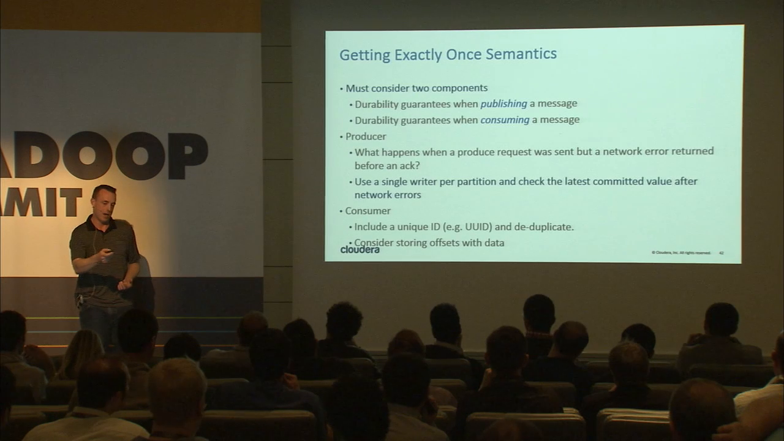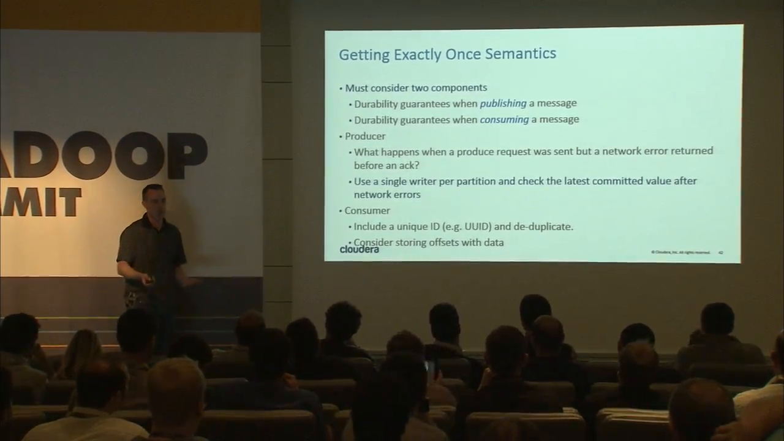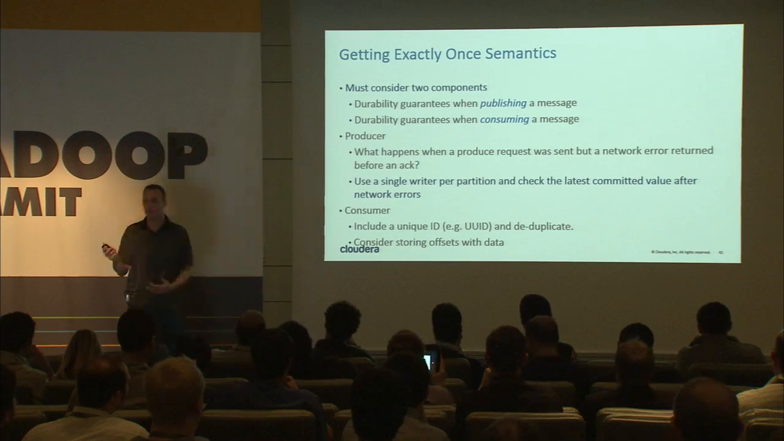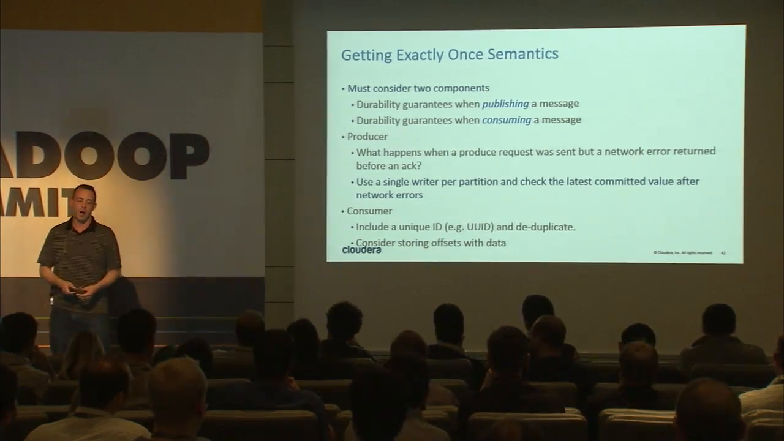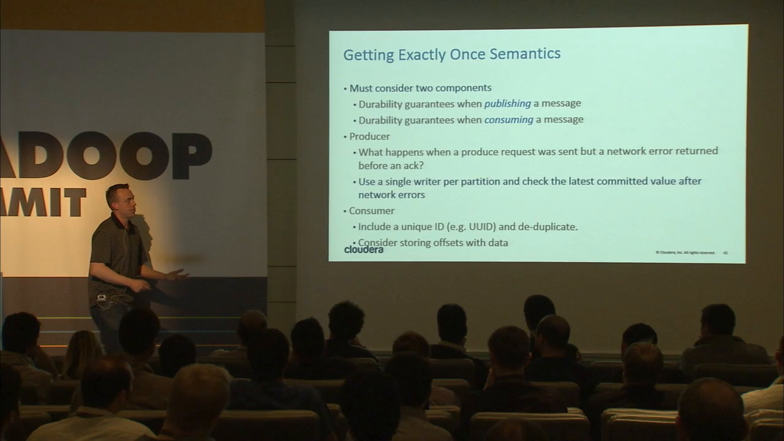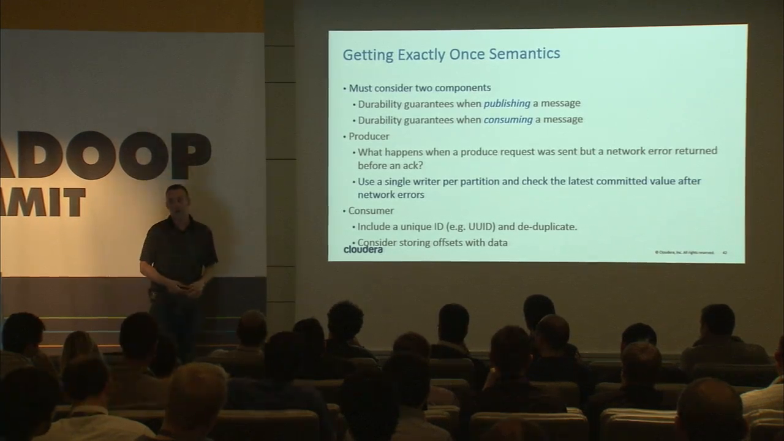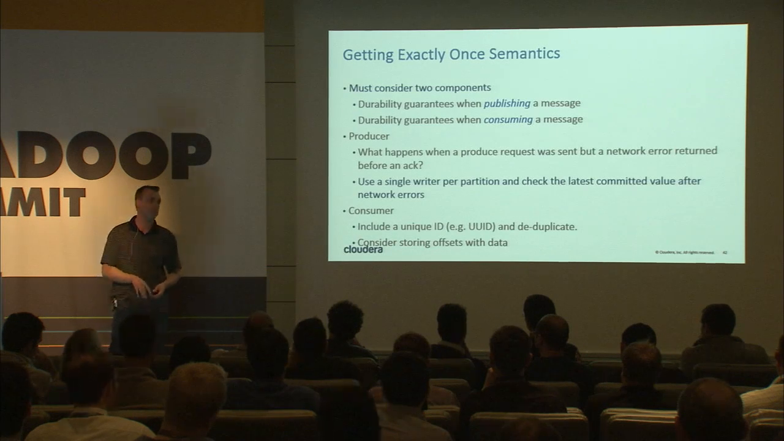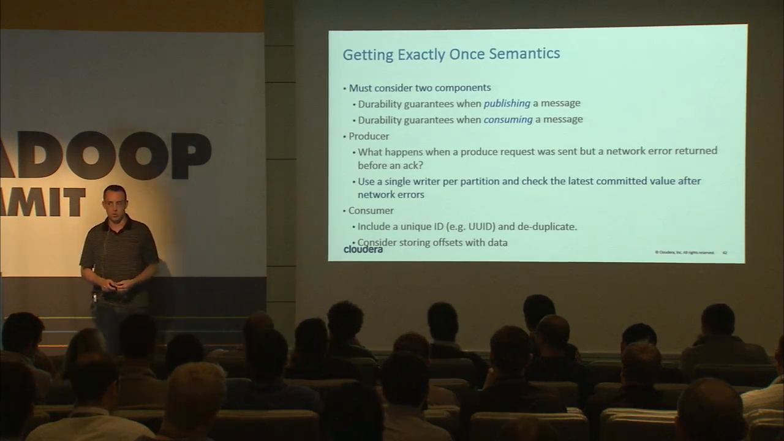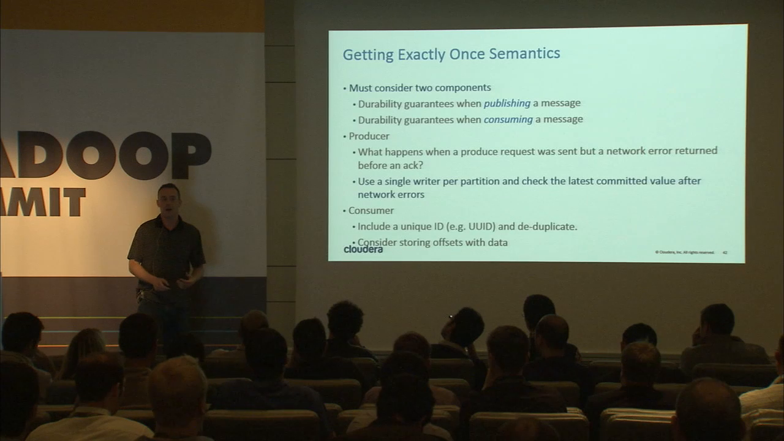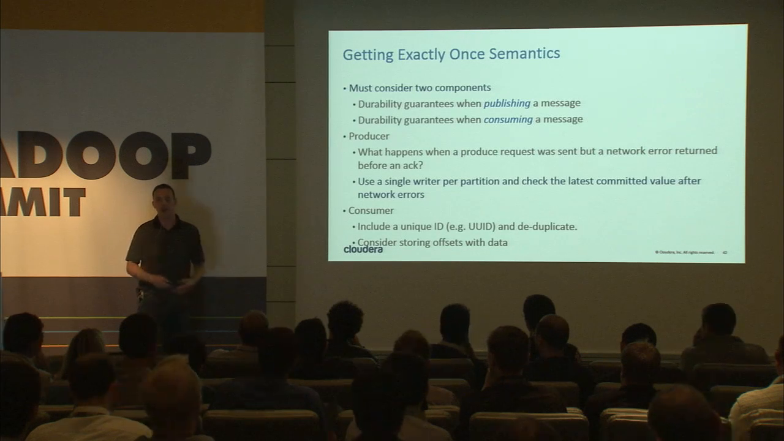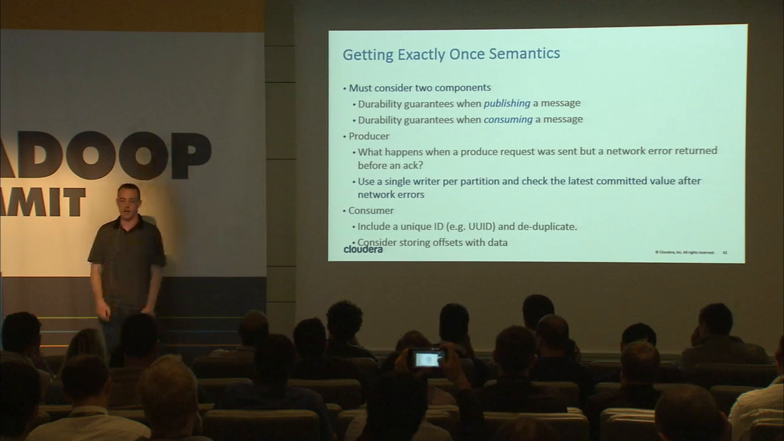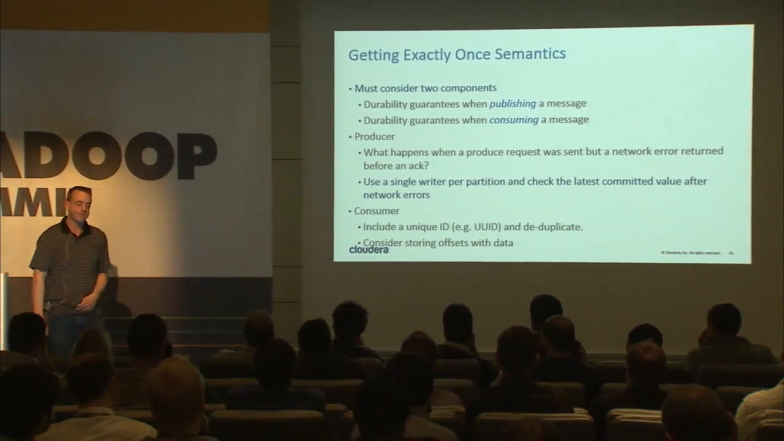So there are some strategies here. You could use a single writer per partition, and if you had a network error, you could check the latest offset. Again, it's a little bit expensive to do that. On the consumer side, probably the easiest way is if you have some type of UUID, you deduplicate on the consumer side. This is easier with HBase, because if you use your unique transaction ID inside your row key, you can just do an update, and HBase will just version it, so it's a little bit easier to handle when you're writing directly to HBase.